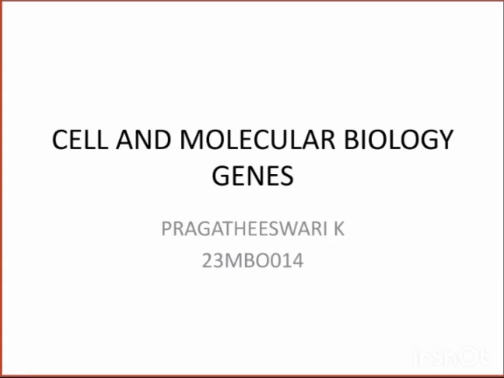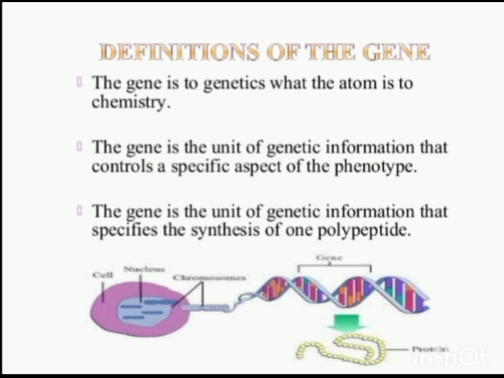Topic is genes from cell and molecular biology. First, let's see about the definition of the gene. The gene is to genetics what the atom is to chemistry. The gene is the unit of genetic information that controls a specific aspect of the phenotype. The gene is the unit of genetic information that specifies the synthesis of one polypeptide.